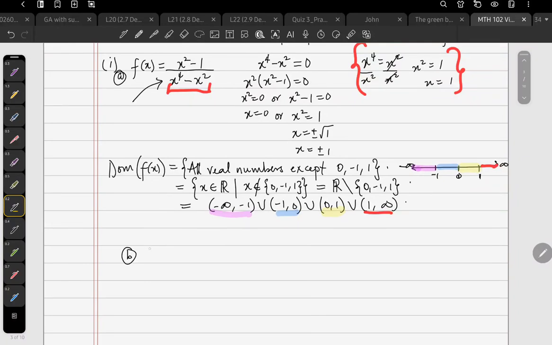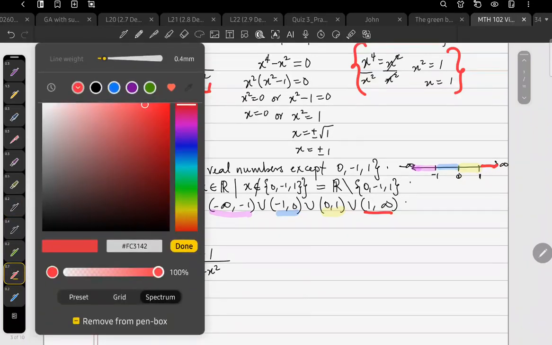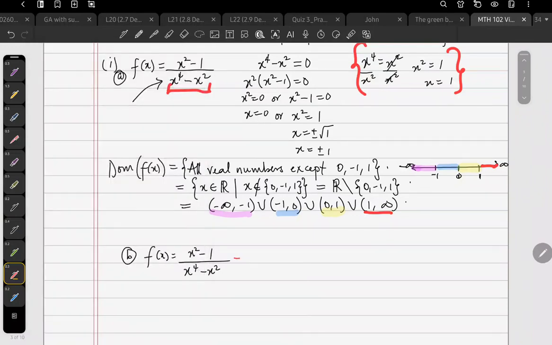So in this case, f of x is given as x squared minus 1 over x raised to power 4 minus x squared. This can actually be simplified because the denominator is x squared times (x squared minus 1). So the x squared minus 1 can cancel out, and we are left with 1 over x squared. So let's call this new simplified version g of x.